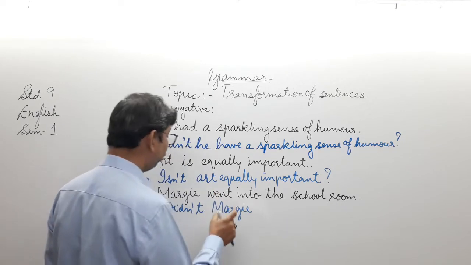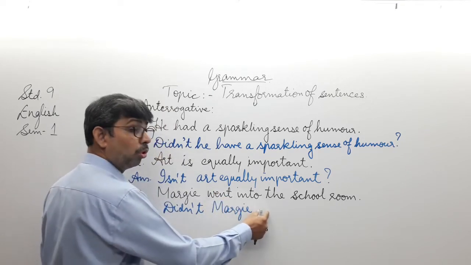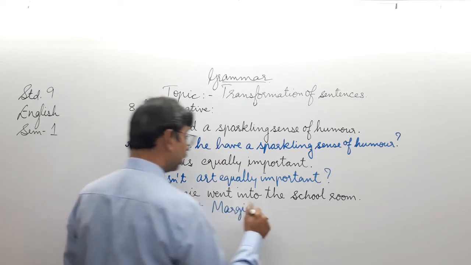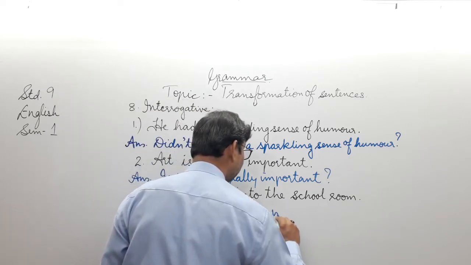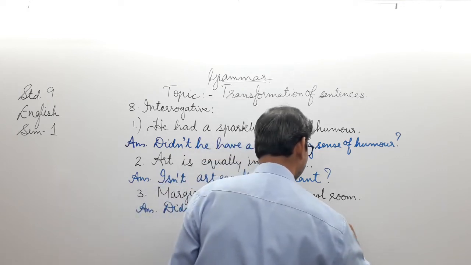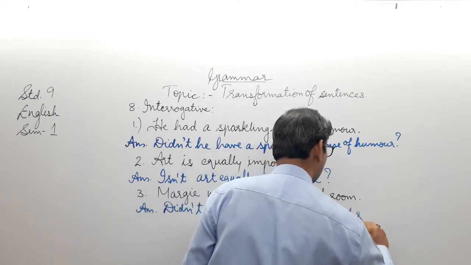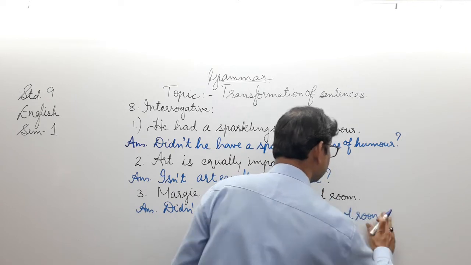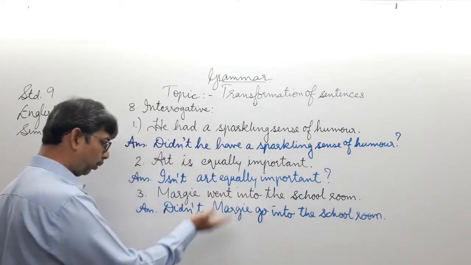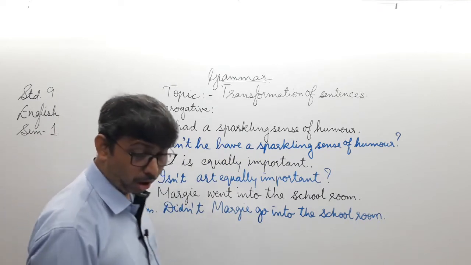Now, we need to be careful over here. Went will change to go over here, just as we change had into have. Didn't Margie go into the school room? I hope you are learning how to change a given statement, a sentence which is in the assertive, into its interrogative form.